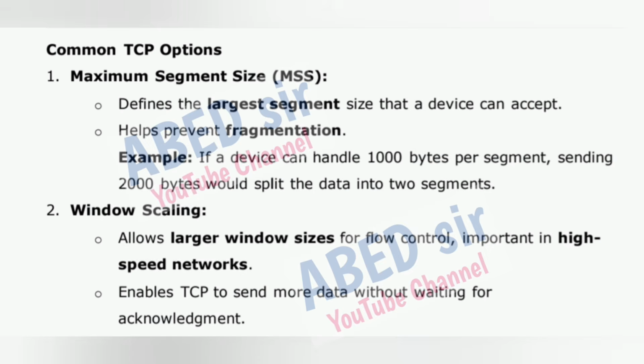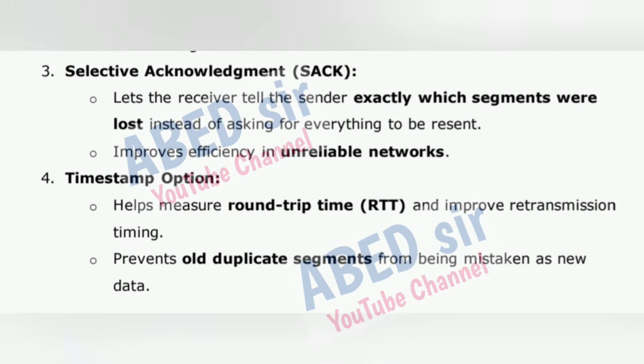2. Window scaling. Allows larger window sizes for flow control, important in high-speed networks. Enables TCP to send more data without waiting for acknowledgement. 3. Selective acknowledgement, SACK. Lets the receiver tell the sender exactly which segments were lost instead of asking for everything to be resent. Improves efficiency in unreliable networks. 4. Timestamp option. Helps measure round-trip time, RTT, and improve retransmission timing. Prevents old duplicate segments from being mistaken as new data.